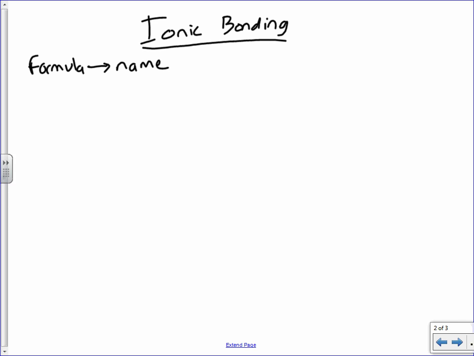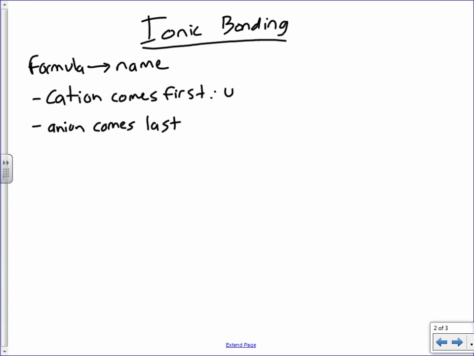So first rule, cation comes first, always. The cation, or the metal, always comes first. So naturally, the anion comes last in the name. Okay, for the cation, real easy. You just use the element name.